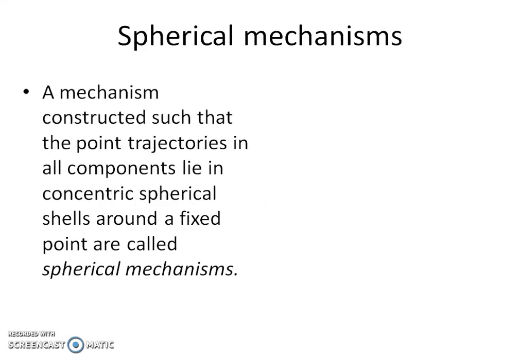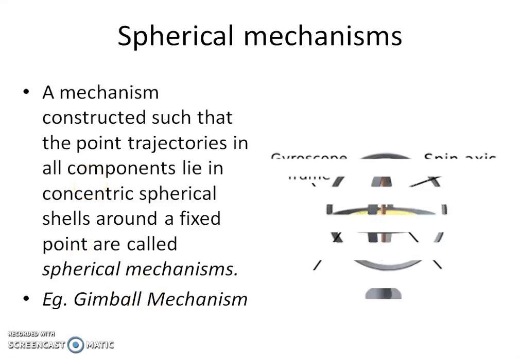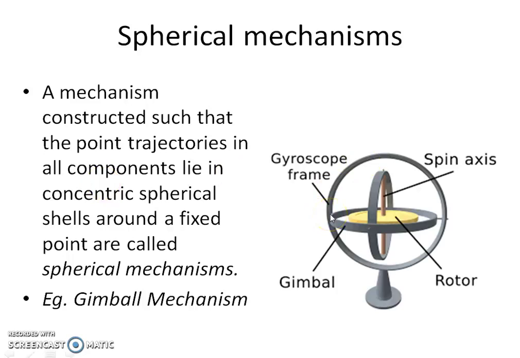Spherical mechanisms are constructed such that the components are made to move in concentric spherical shells around a fixed point, and therefore they are called spherical mechanisms. An example is a gimbal mechanism, which is used in the gyroscope of any airplane or ship. Now you can see all the components are constrained to move in spherical shells about a fixed point. This fixed point is what all the components are moving about. Hence it is classified as a spherical mechanism.